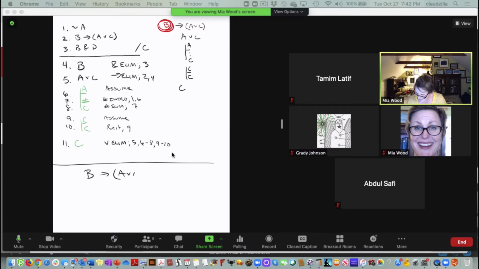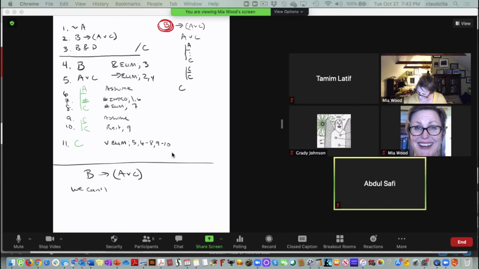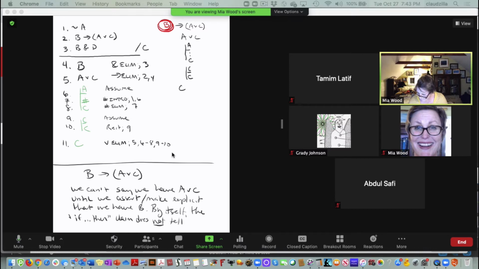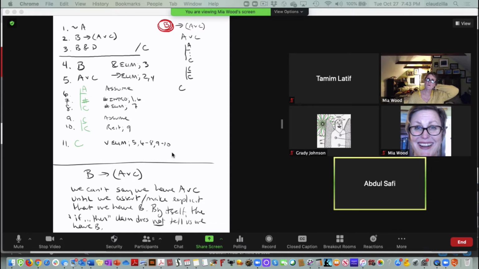So B arrow, A or C. We can't say we have A or C until we assert, make explicit that we have B. And again, the sentence by itself, oops, sorry, let me rephrase this. By itself, the if-then claim does not tell us we have B. All right, that makes sense.